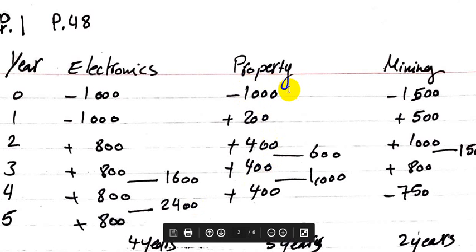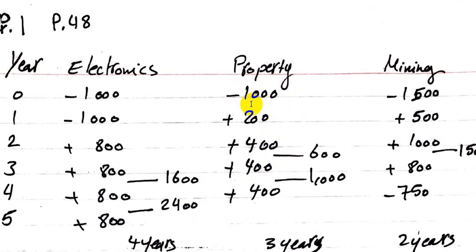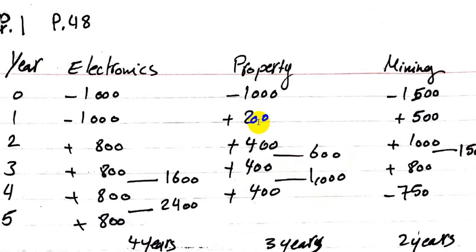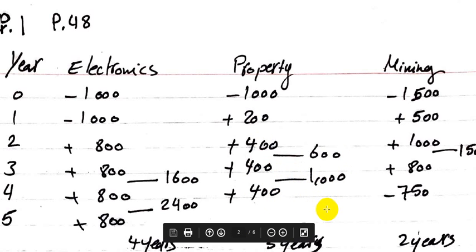As for the property project, it has 1,000 pound initial investment, and it has 200 for the first year cash inflow, 400 for the second year cash inflow, totaling 600. When we add the third year's cash inflow of 400, it will add up to 1,000. So this pays back the initial investment for the second project, meaning that the second project has a 3-year payback period.